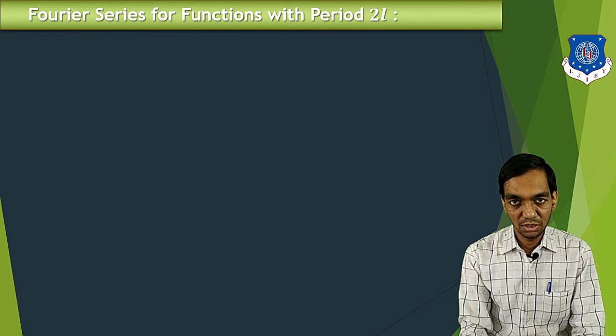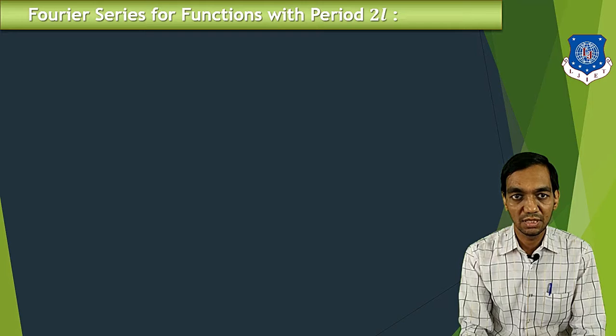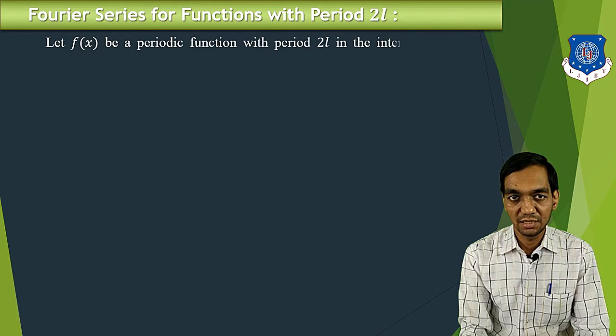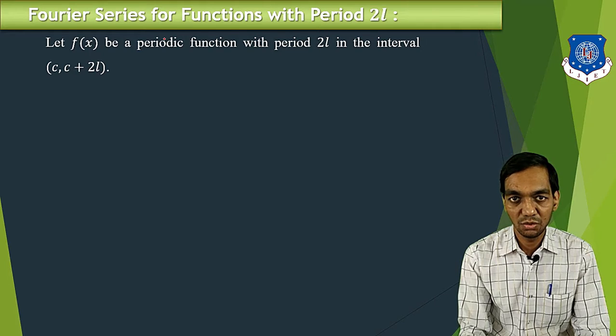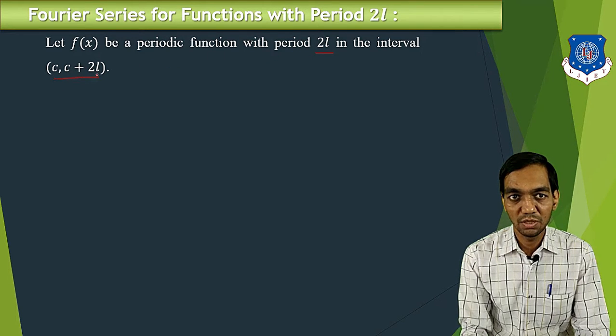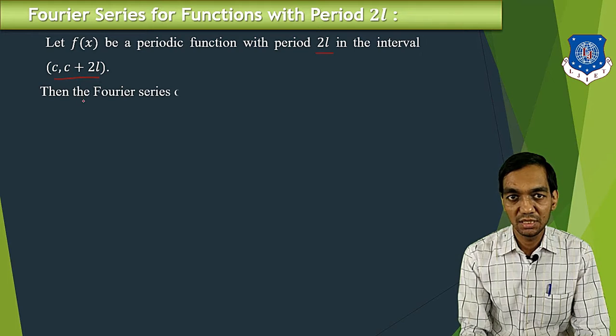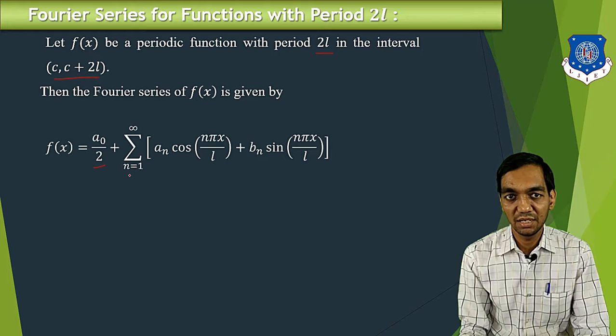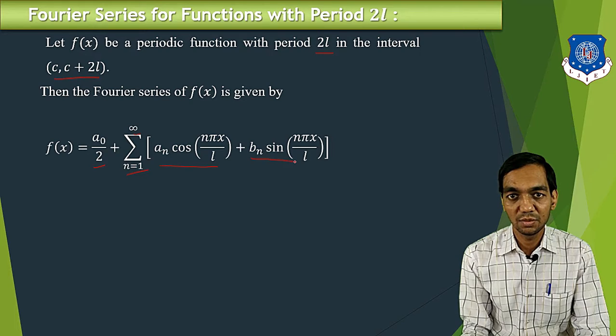Fourier series of a function with a period 2L. In general, if we are starting with a Fourier series, then f of x is a function with a period 2L and the interval is from c to c plus 2L. Then the Fourier series of the function is given by a0 by 2 plus sigma n running from 1 to infinity an cos n pi x upon L plus bn sin n pi x upon L.